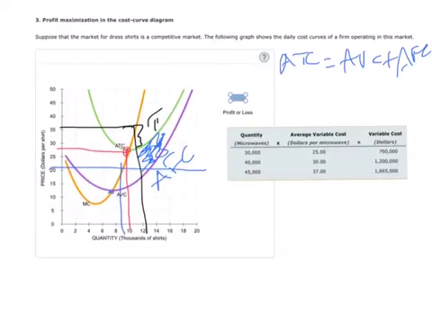So the question actually asks you to figure out average variable cost, and to do that, you look at how much you're producing, the average variable cost, which you read off the graph, multiply those two together, and you get total variable cost. Then total cost is your variable cost plus your fixed cost.